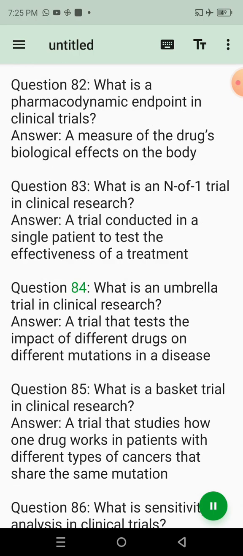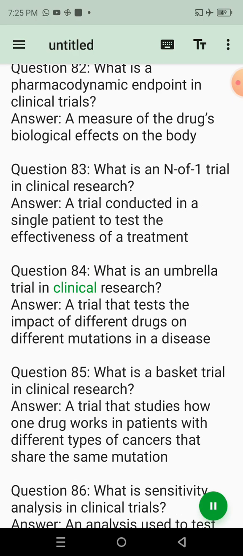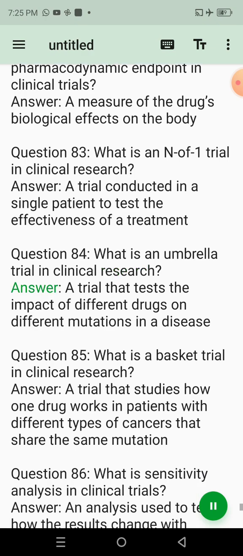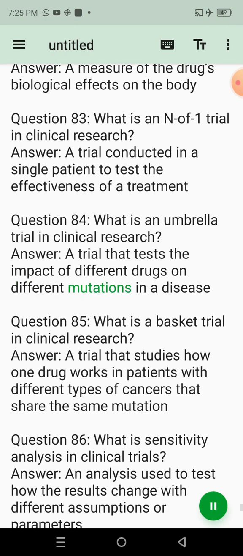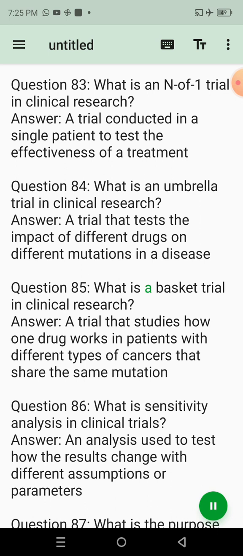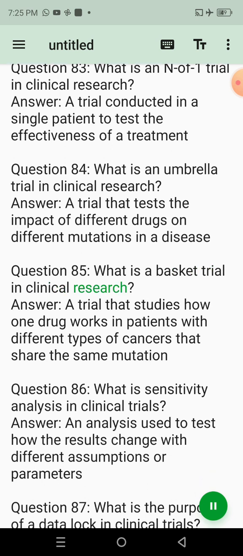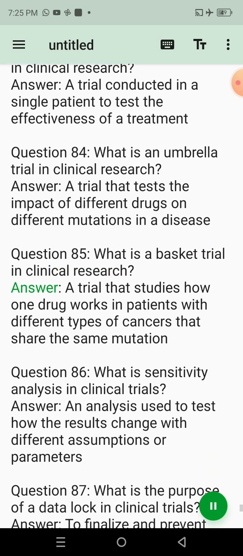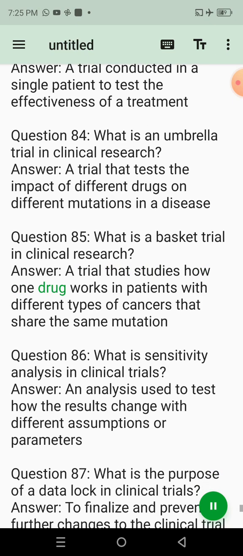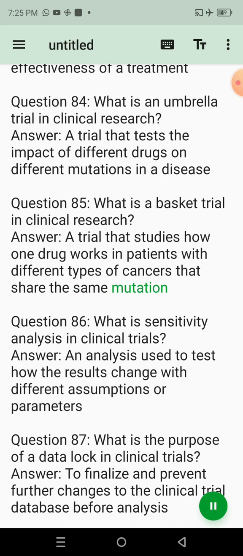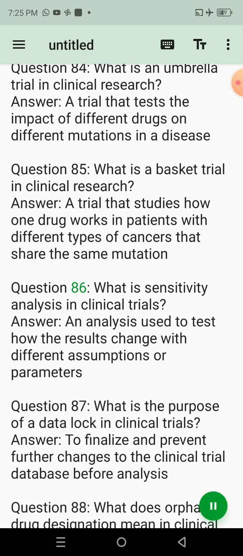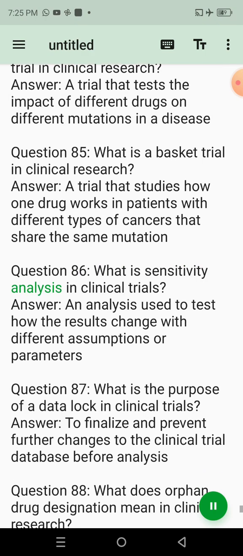Question 84. What is an umbrella trial in clinical research? Answer: a trial that tests the impact of different drugs on different mutations in a disease. Question 85. What is a basket trial in clinical research? Answer: a trial that studies how one drug works in patients with different types of cancers that share the same mutation.